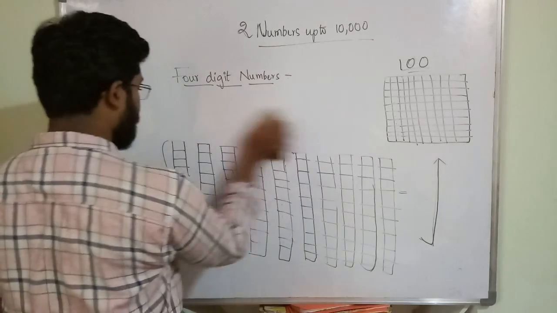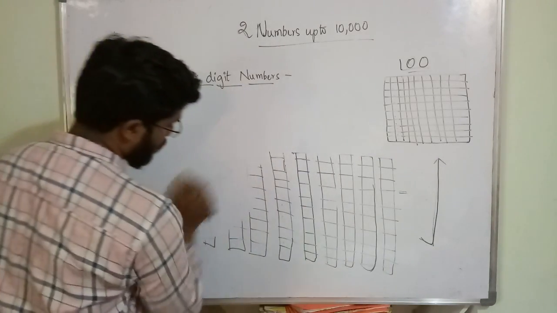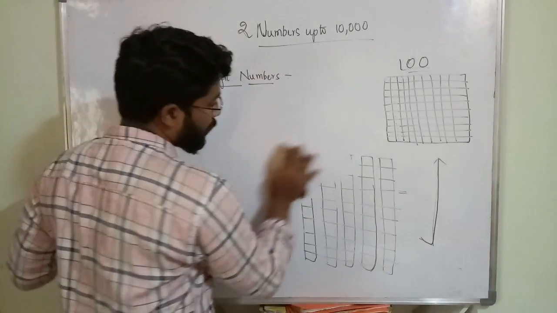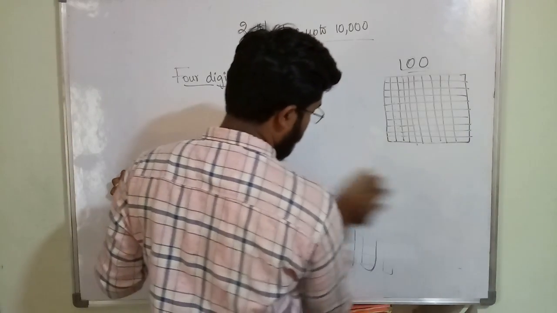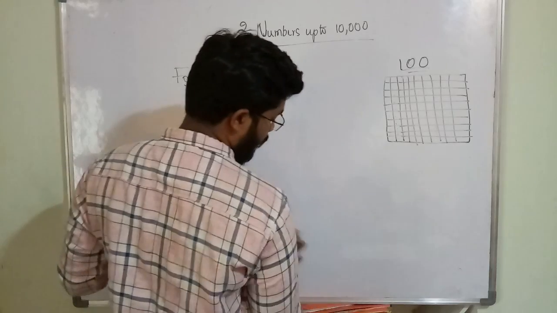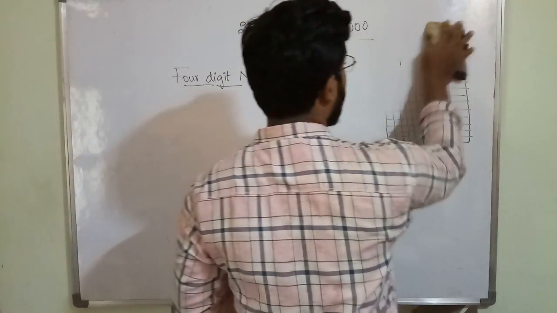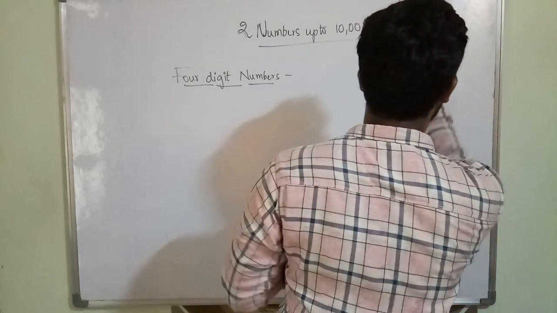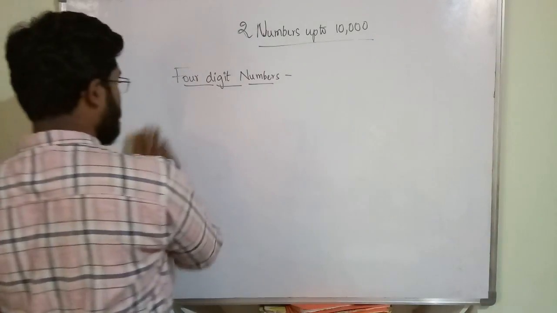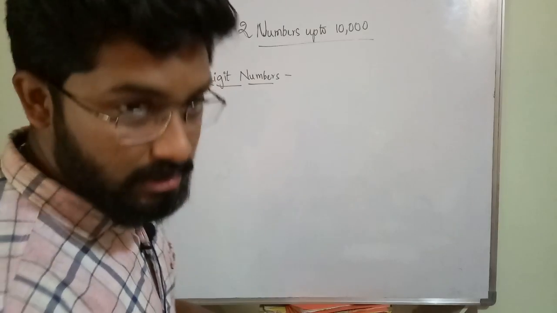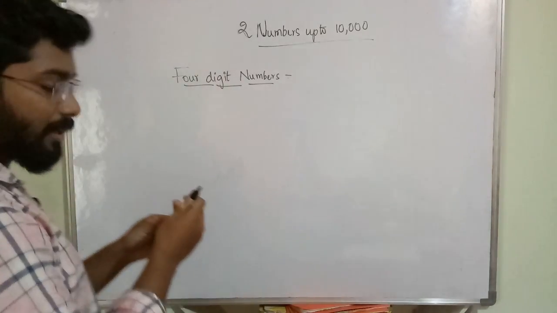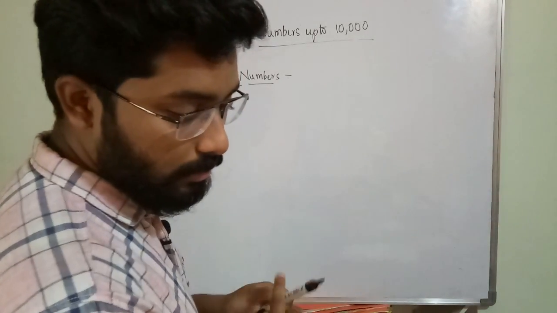So next one, we will talk about what 10 hundreds is. After tens, hundreds, you will get what? Which place? I mean, 1000 you will get, no? So let us try to understand about this 1000.